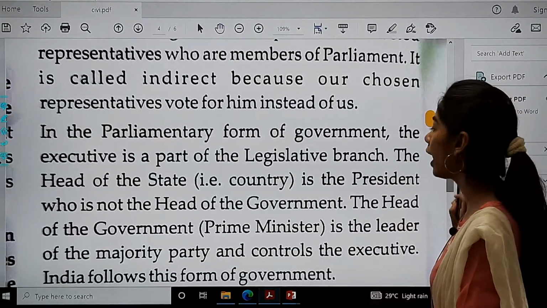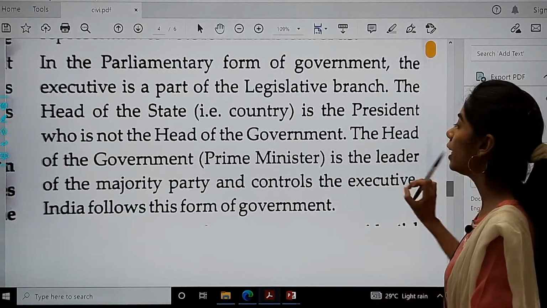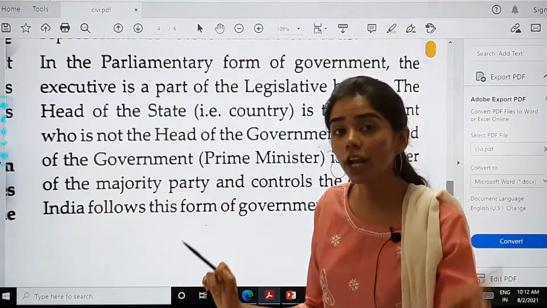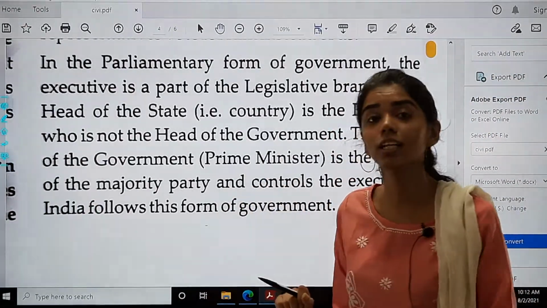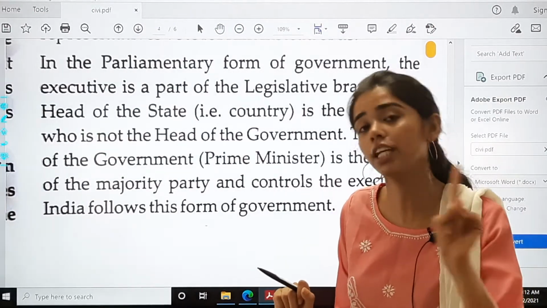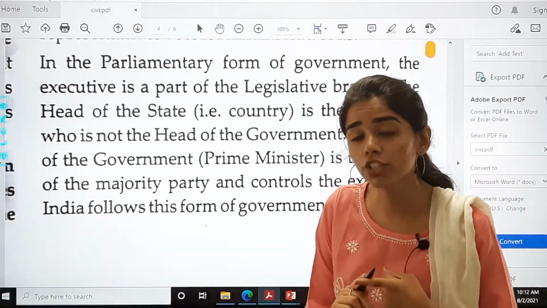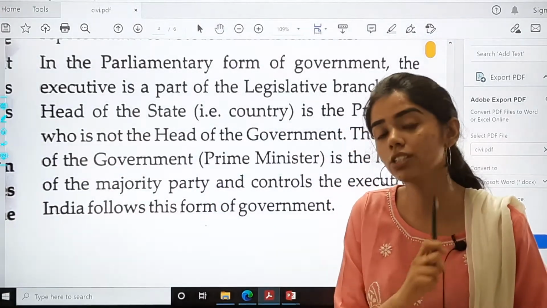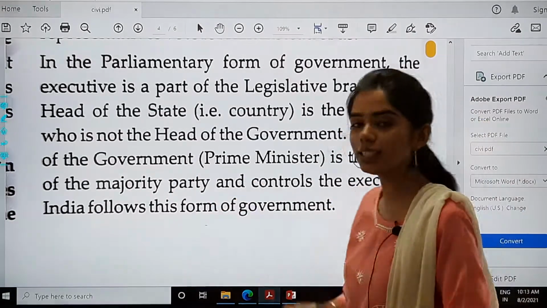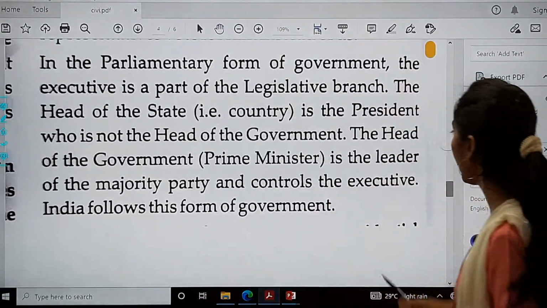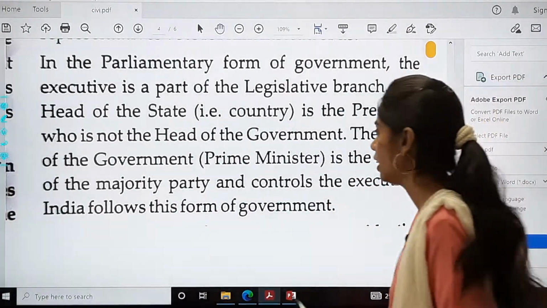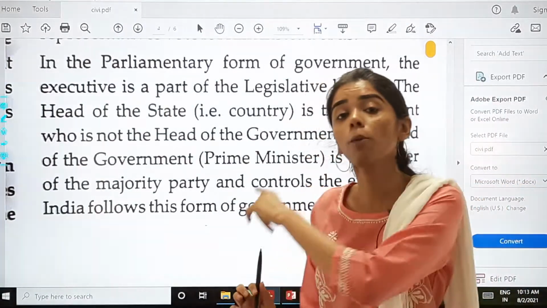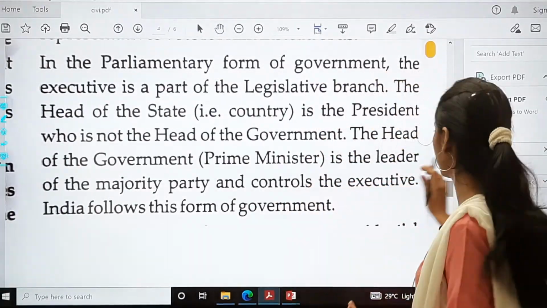Okay? The head of the government is the leader of the majority party. The head of the government, that is the prime minister, is the leader of the majority party. Narendra Modi ji is the prime minister, and he is also the head of the government of the ruling party, that is BJP, and controls the executive. India follows this form of government. We follow parliamentary form of government.